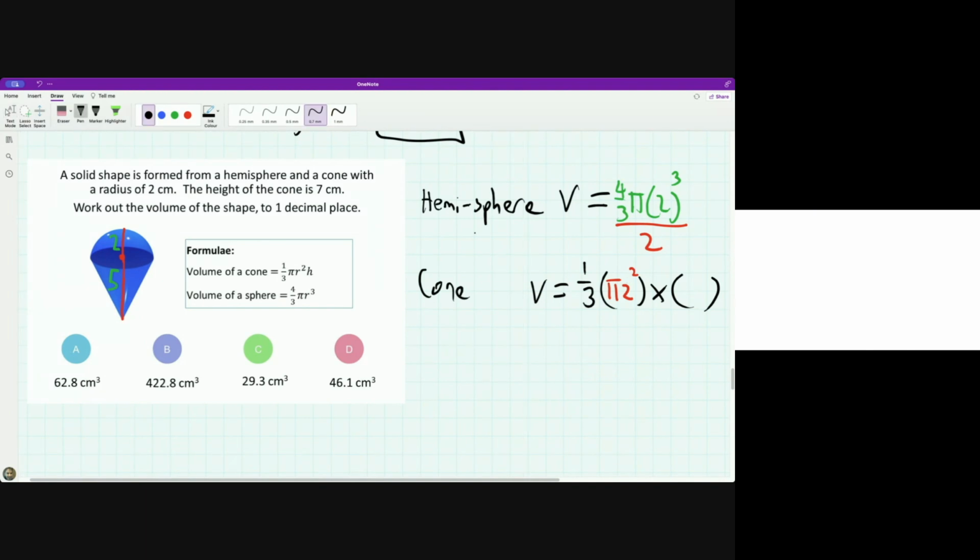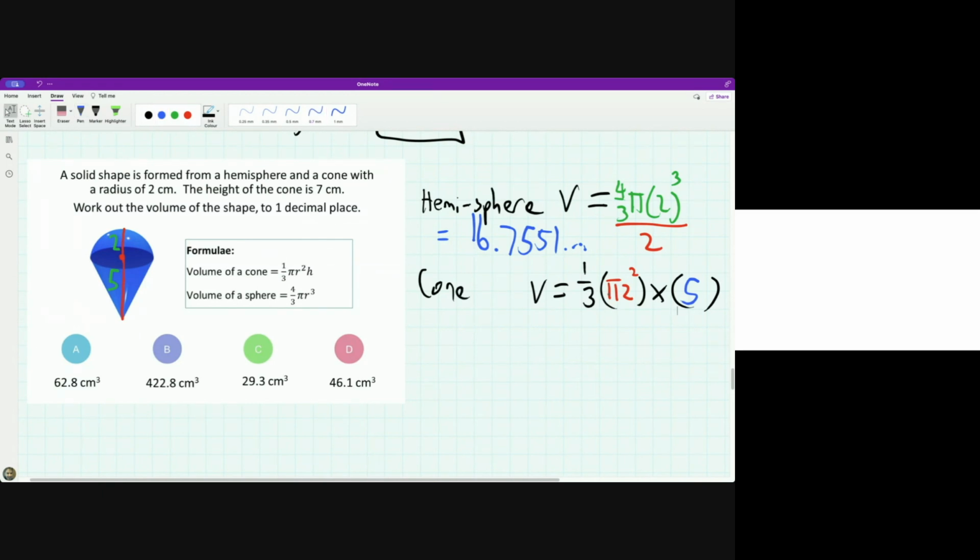Let's see what I get for the top one. What do I get for the top bit? So 4/3 times pi times 2 cubed, which is 8, and then it's divided by 2. And so I'm getting about 16.7551 and so on. Now, this part here, okay, so let's have a look. What should I go with? Let's go with 5 first, and then if it doesn't fit, we'll find out now.